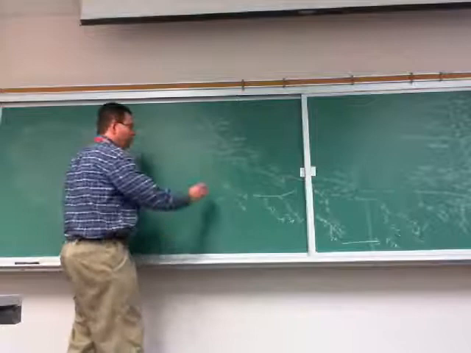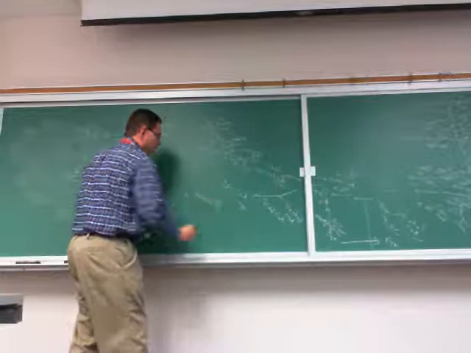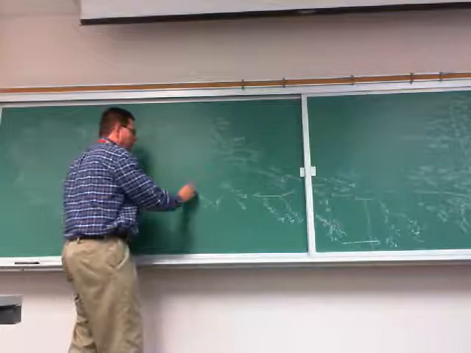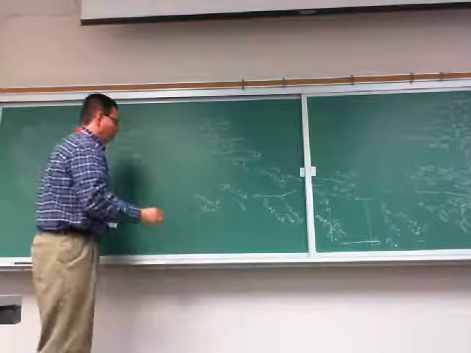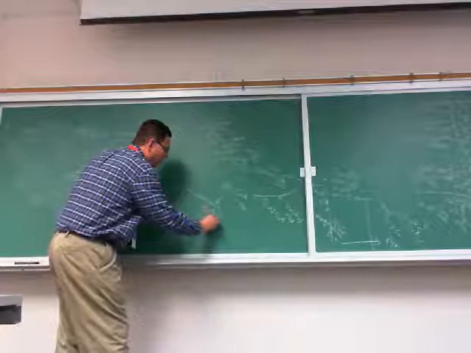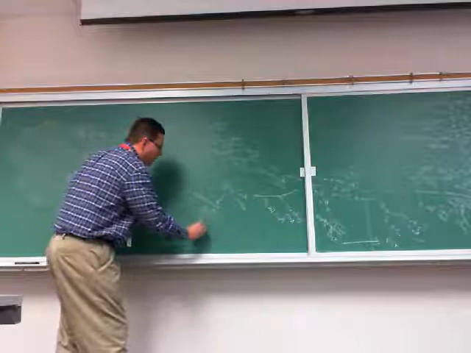We can use HMG-CoA to make mevalonate. And this, which is six carbons, can be used to make isopentenyl pyrophosphate. That's five carbons. You condense two of those together and you make geranyl pyrophosphate, 10 carbons. You bring in another isopentenyl pyrophosphate and you make farnesyl pyrophosphate. That's 15 carbons.